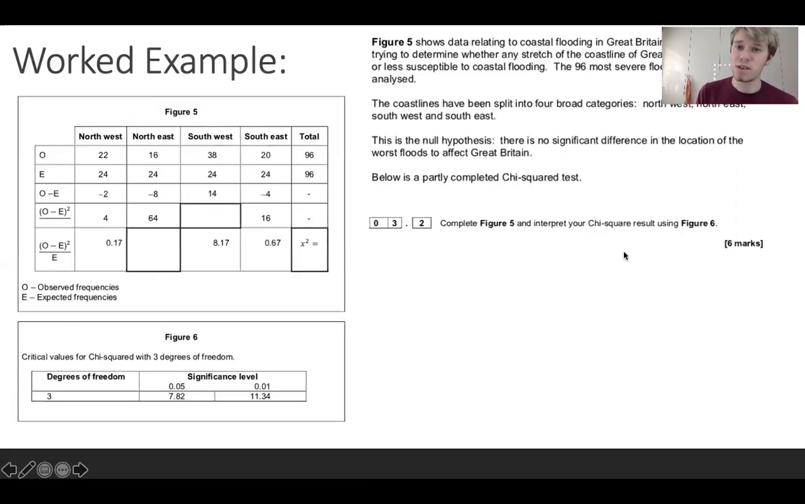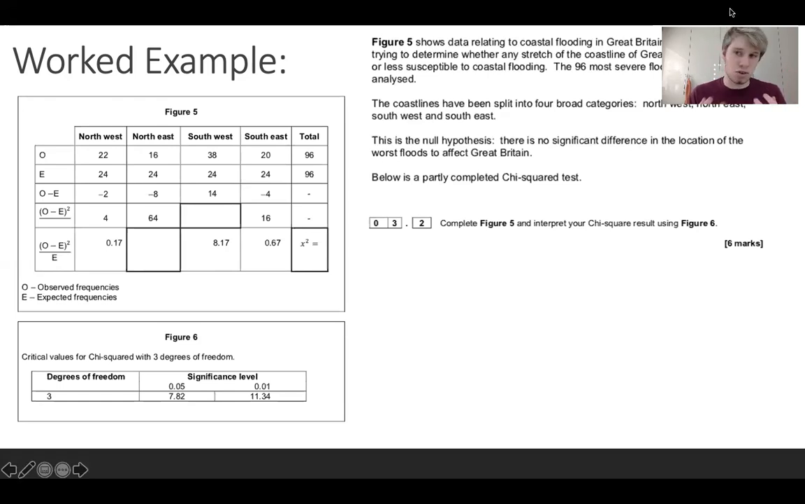So figure 5 shows data relating to coastal flooding in Britain. The investigation is trying to determine whether any stretch of coastline in Britain may be more or less susceptible to coastal flooding. The 96 most severe floods have been analysed. So if we're looking here, reading it before we've even answered the question, we can already see that they're trying to assess if there's any difference between two areas, or if the level of erosion and flooding is equally distant. Basically, is it going to be equal across the UK or is it not?